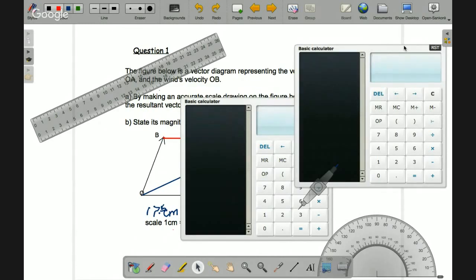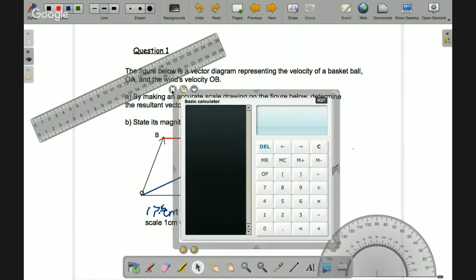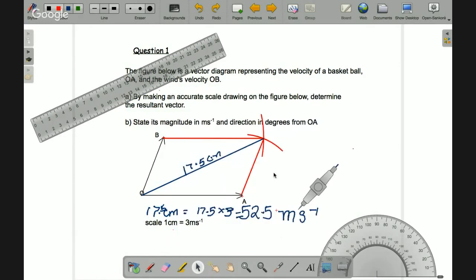Okay, good. So I didn't actually make a mistake. Let me just get rid of this calculator. Oh, okay, good. So now that's the resultant vector. What we also need is the direction, because it states its magnitude in meters per second and its direction. If you remember, a vector isn't completely described unless you state the magnitude and the direction.